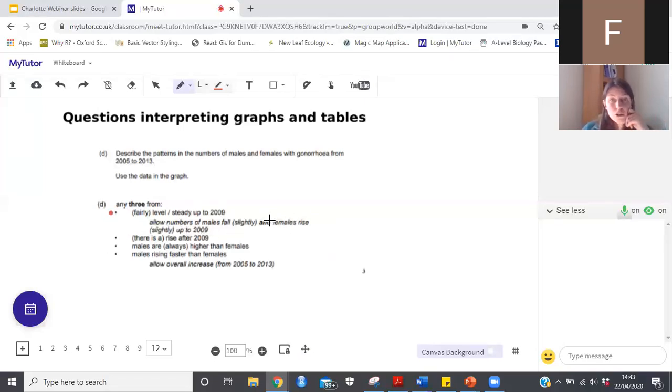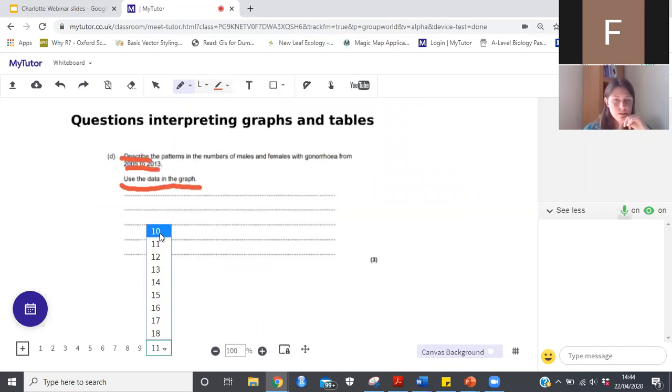They'll allow you to notice the very slight differences as well. That shows that you're looking at the data properly. There is a rise after 2009. You could have a mark for that. Males are always higher than females. The male dotted line was always higher than the female solid line. And males are rising faster than females as well. You could have any three of those for the full 3 marks.